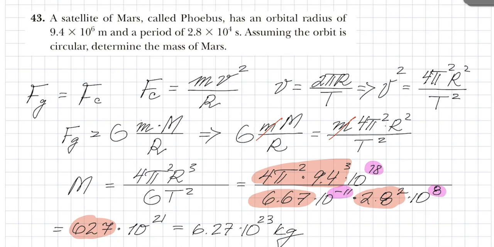But before I do that, I do 18 minus 8. That's 10. 10 plus 11 is 21. And then to put it into scientific notation, you end up with 10 to the 23rd, putting the decimal point right after the 6. That's your Phobos mass.